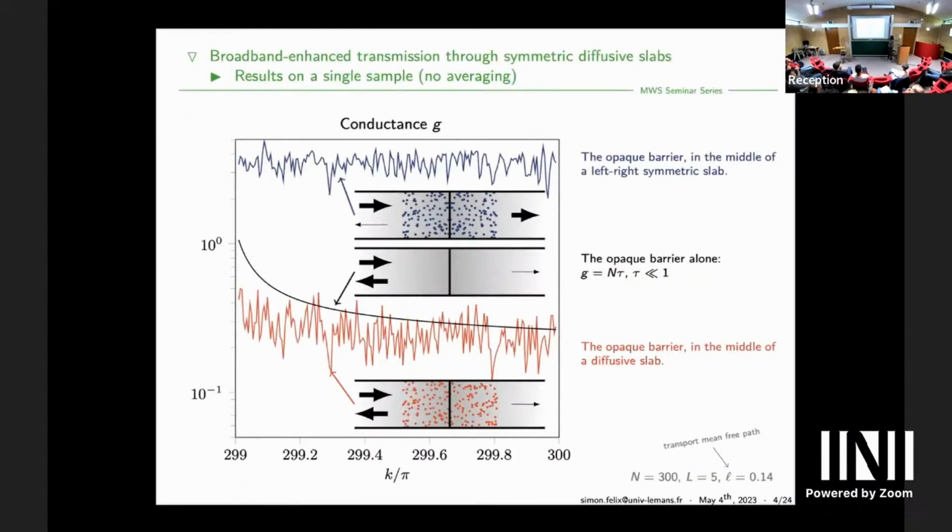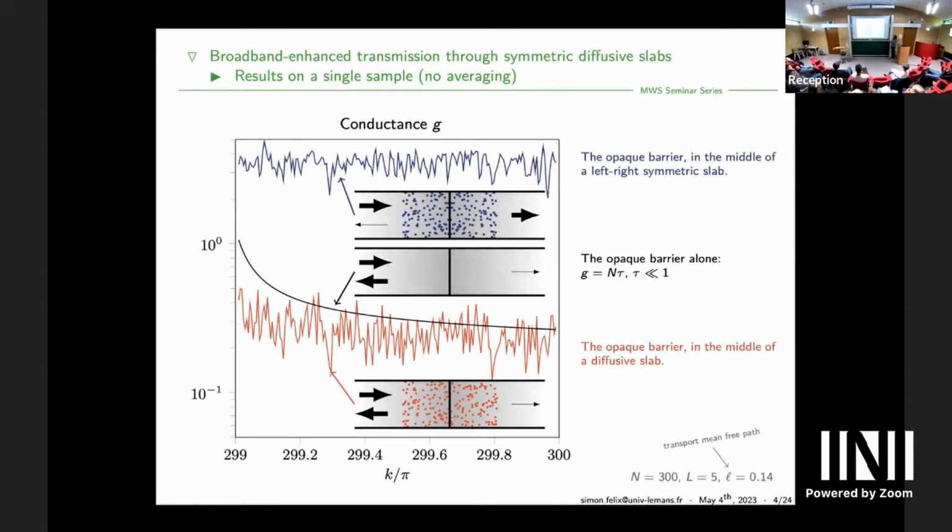Okay, so this is one result here. It's made on one sample only, meaning that I do not average on many realizations of the disorder. So I take one sample, and what I show here is the conductance in three situations. The barrier alone, so we have this black curve here.